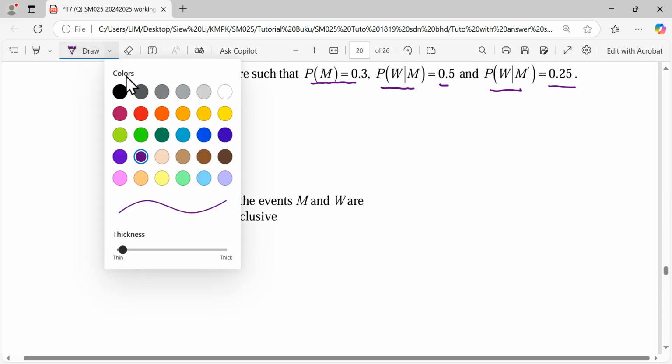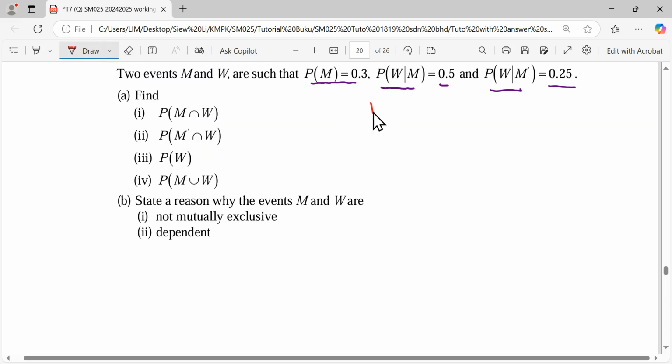As we can see, the conditional probability formula is the probability of A given B equals the probability of A intersect B over the probability of B. So from the conditional probability, we can find the probability of A intersect B. So we can find our answers here.